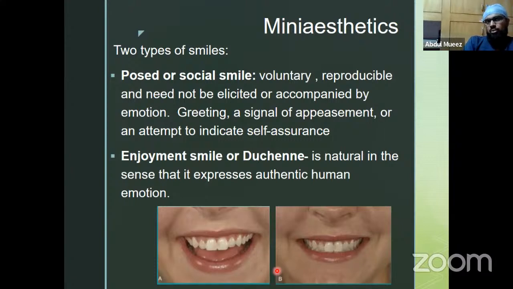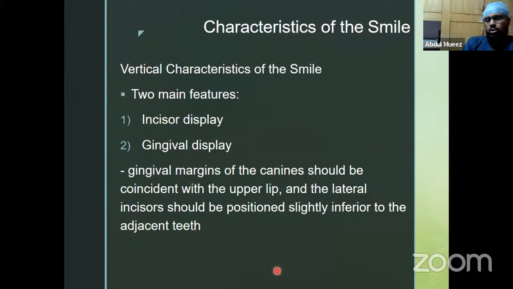In a social smile, it is reproducible. It is voluntary. It is a signal of appeasement or an attempt to indicate self-assurance. Whereas an enjoyment smile is, imagine you're meeting somebody, your close ones, and somebody has cracked a good joke or something where you express your laughter like anything. So that is an enjoyment smile. Both have to be taken into consideration.